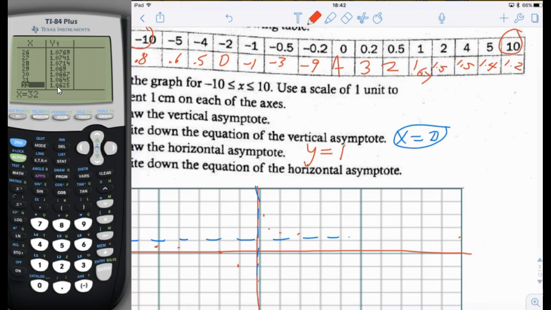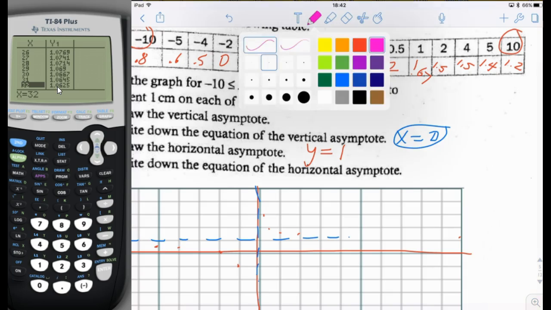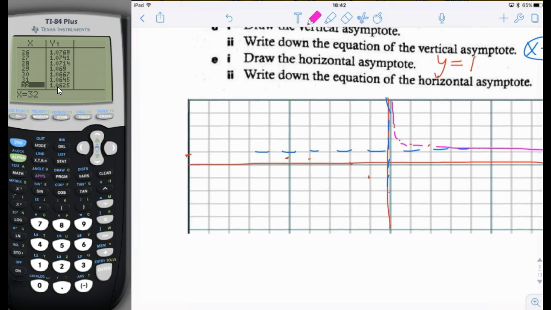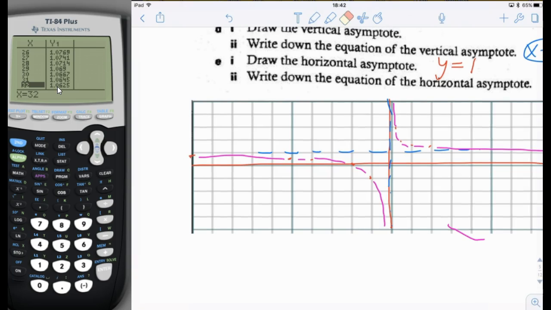Okay, it's kind of hard to see those. And then I'm just going to use a pink here and connect everything with a curve. That's the way that looks. And now you can see why they didn't really ask us to do every single point between negative 10 and 0, because they all come out to be pretty much the same. Alright? And I think that's it for this one.